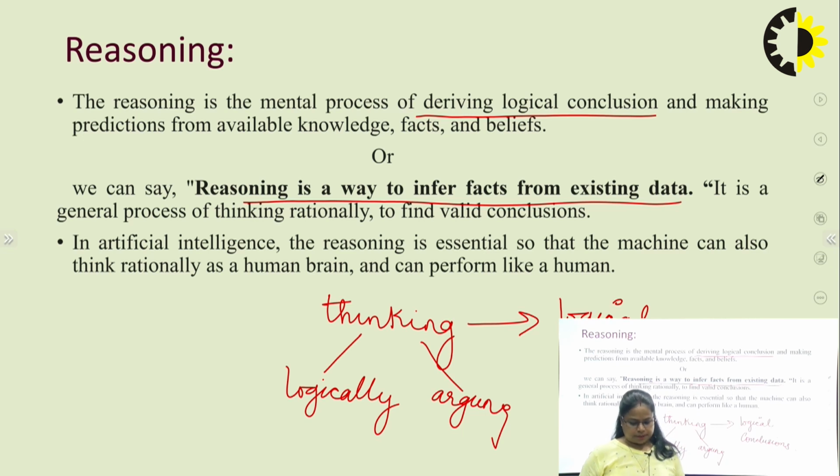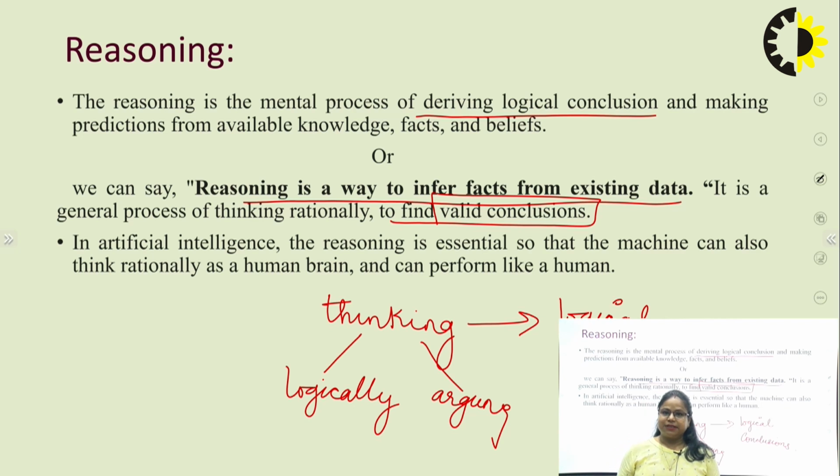Whatever is available, on the basis of that we have to draw the figures. When I'm talking about reasoning, it is a general process of thinking rationally, right? We will discuss one after another how we have to do the work. After thinking rationally or logically, we have to validate the conclusions. In artificial intelligence it is very essential that the machine can also think rationally like a human brain, and draw conclusions in a similar manner as a human being can think about it.